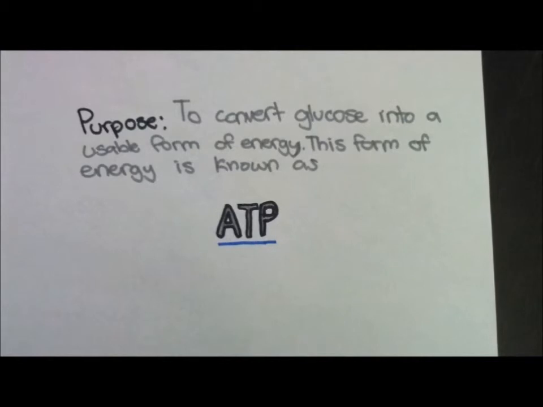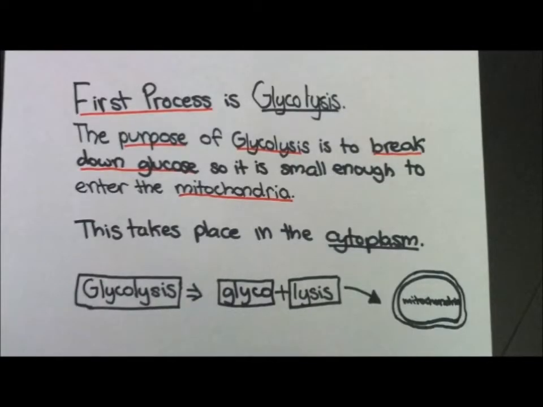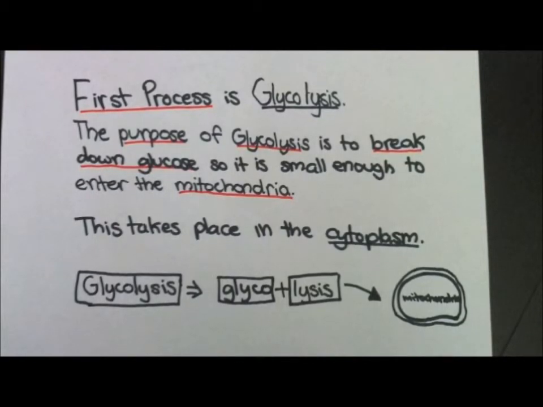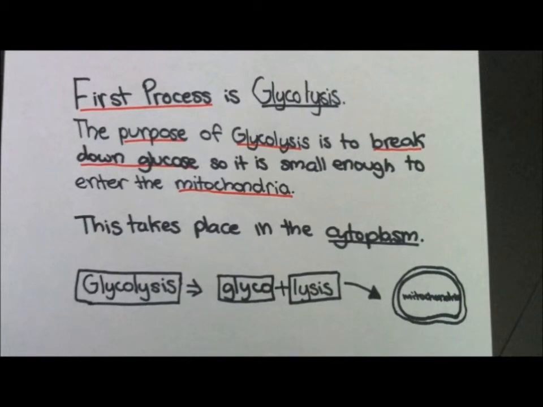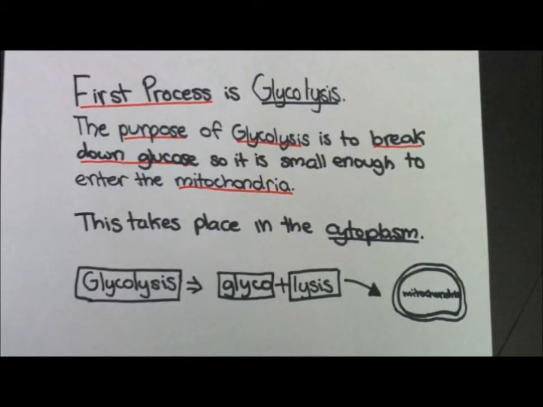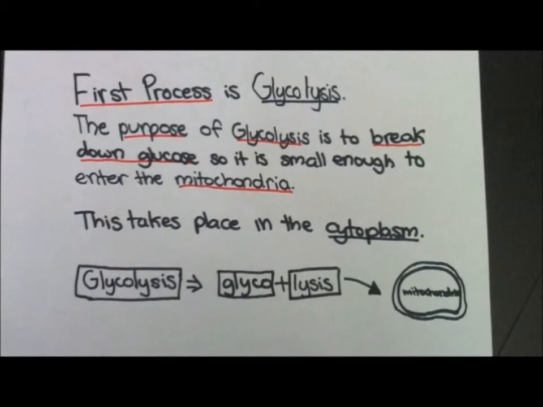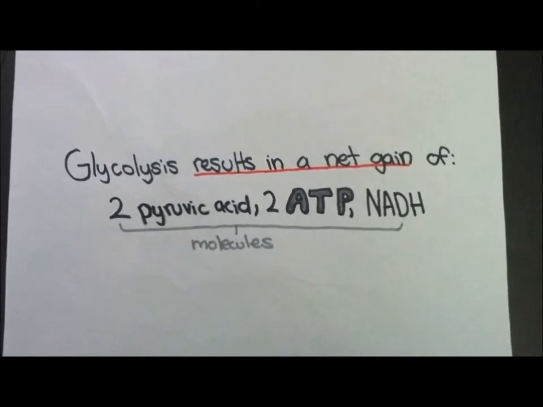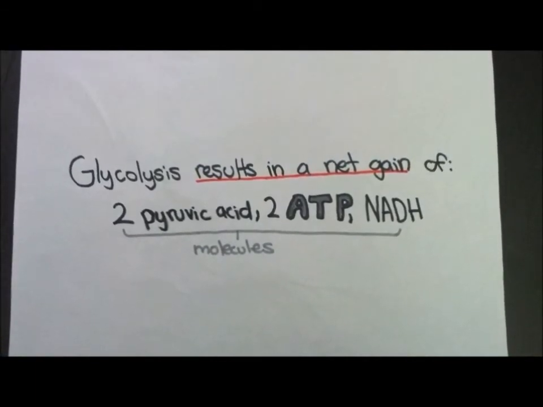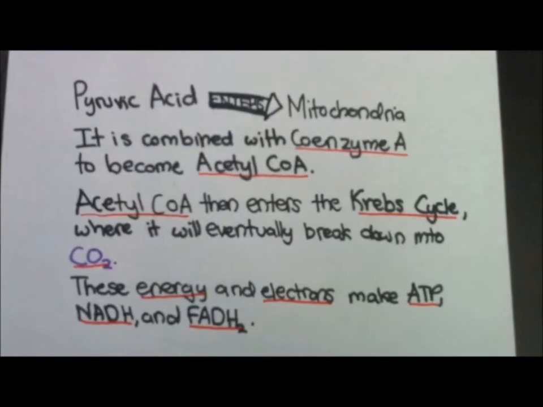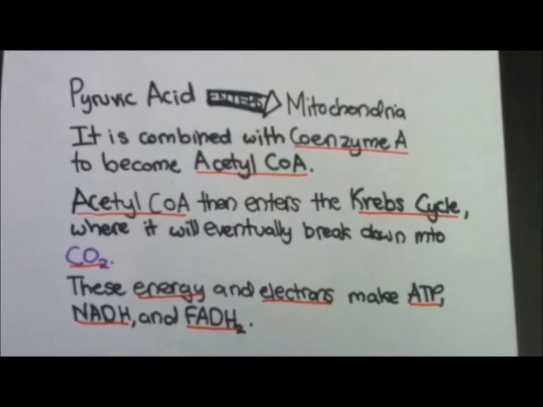The first process of cellular respiration is glycolysis. The purpose of glycolysis is to split glucose into a smaller form so that it can enter the mitochondria. This process takes place in the cytoplasm. Glycolysis results in a net gain of 2 ATP, NADH, and 2 pyruvic acid molecules. Pyruvic acid enters the mitochondria and loses the CO2. It is then combined with coenzyme A to become acetyl-CoA.